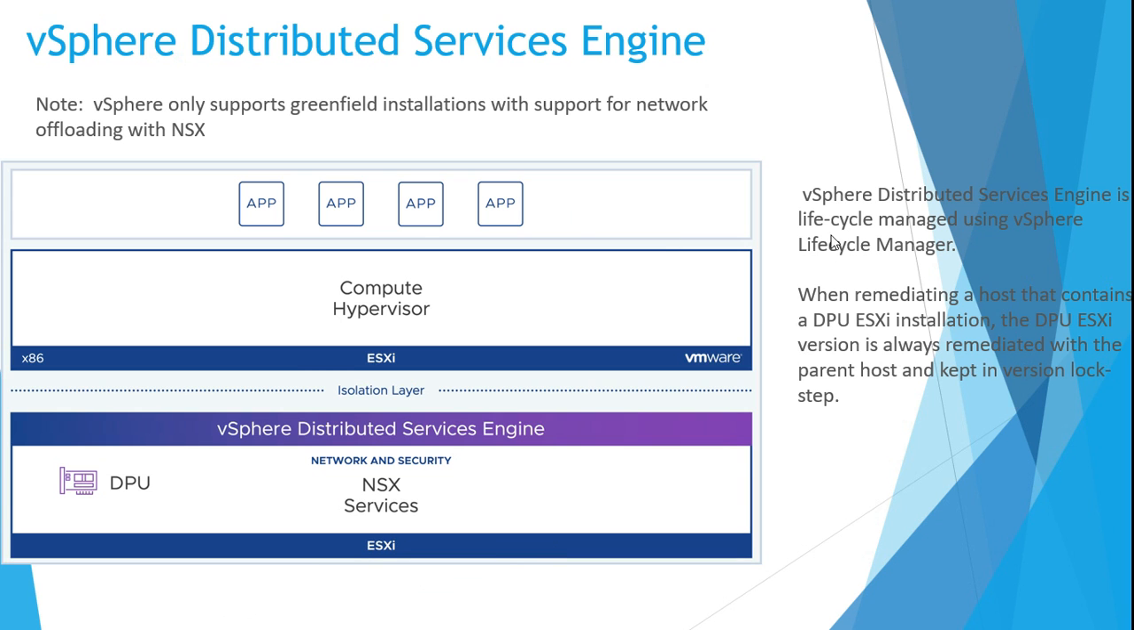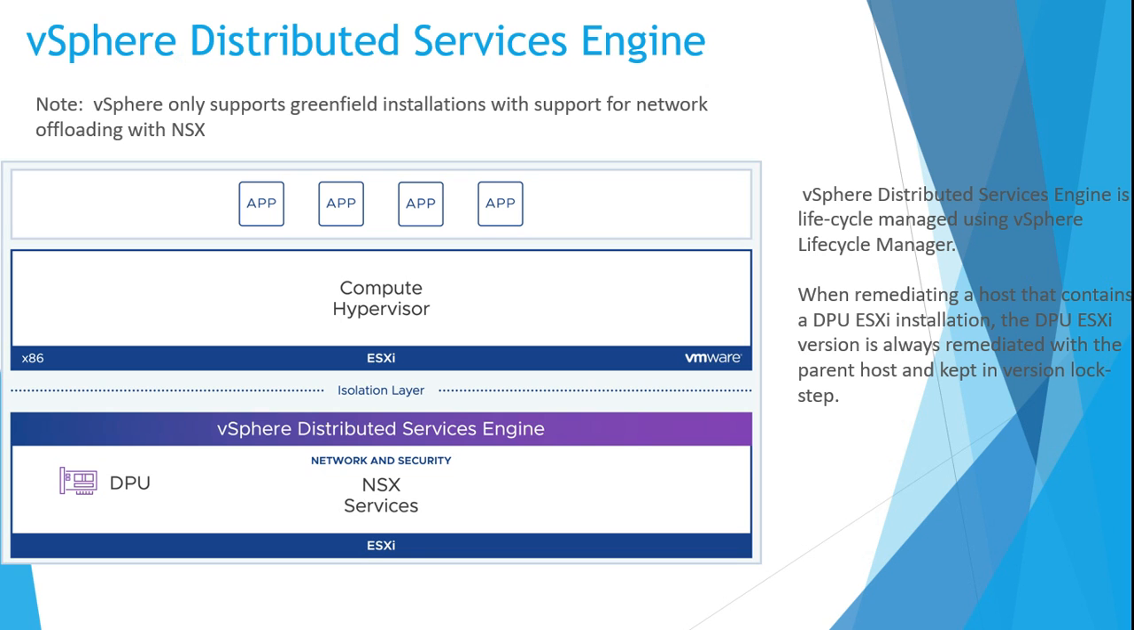The good thing is vSphere Distributed Services Engine is lifecycle managed using vSphere Lifecycle Manager. So this ESX version, you do not need to worry about it. As a VI admin or a VMware administrator, you will still be managing your physical host and the ESX on it. When you upgrade the ESX version on your main host, the physical or the parent host as they call it now, the Lifecycle Manager will upgrade the DPU host with the exact same version.